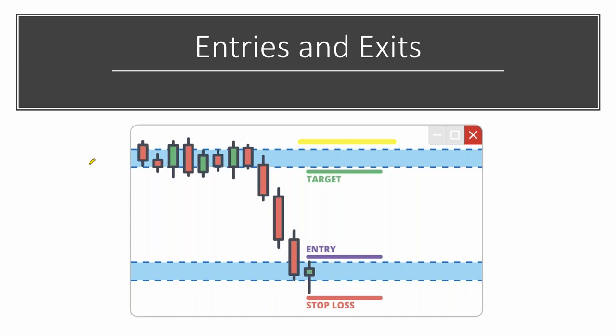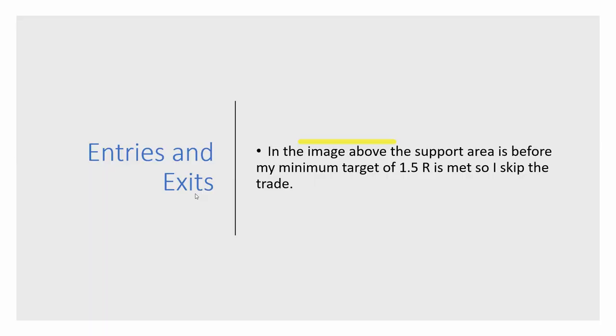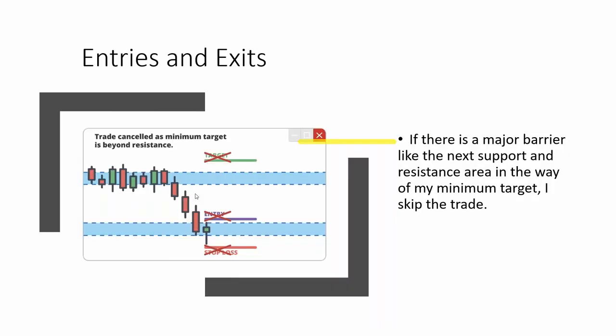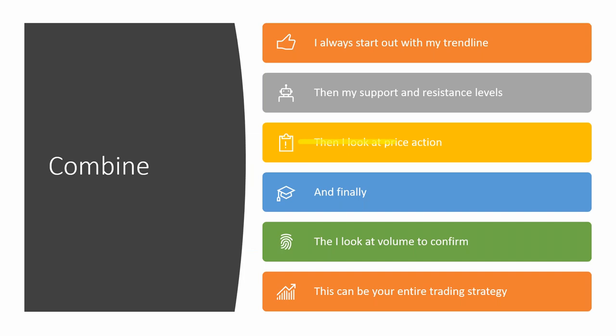Because risk-reward is more important than any trade. If it doesn't fit your risk-reward ratio, do not make a trade. So if there's no major barrier like the next support or resistance area in the way of my minimum target, then I skip the trade. I always start out with my trend lines, then my support and resistance, they're always on my charts. Then I look at price action, and finally I look at volume.